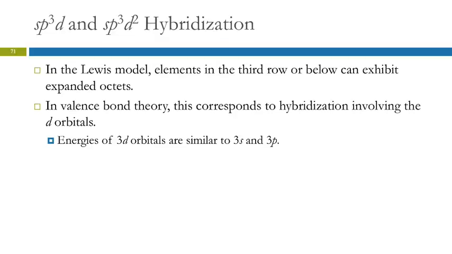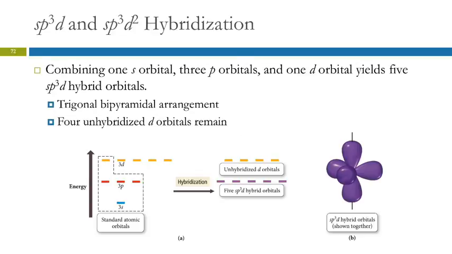Valence Bond theory explains this by saying, well, we're expanding the hybridization to include the d orbitals. The energies of 3d orbitals are similar to 3s and 3p. They're not the same, but they're not very different. And so we can pull the 3d orbitals in there and hybridize with them as well.